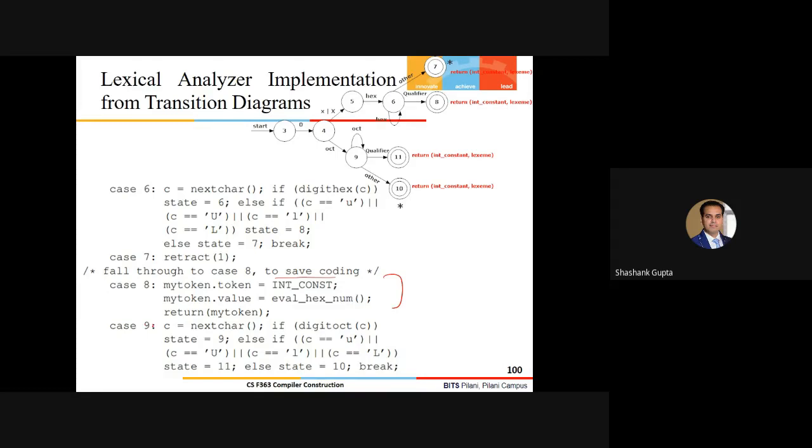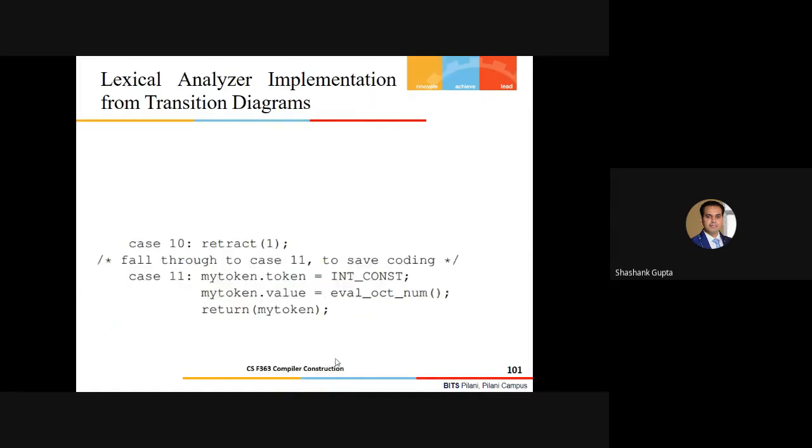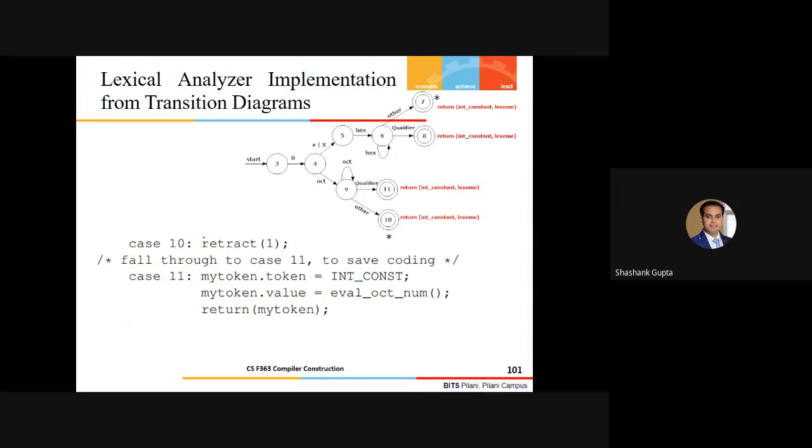Similarly, with respect to case 9, I'll read the next character. If it is again an octal digit, I'll remain at the same state. Otherwise, if it is any qualifier, then I'll switch forward to state 10, or simply get followed by the break procedure here. And finally, again the same process. In case 10, I'll perform the retraction. And in case 11, I'll do the same thing with respect to the octal constant here. Fine, students. Any question, any comment up to this point?